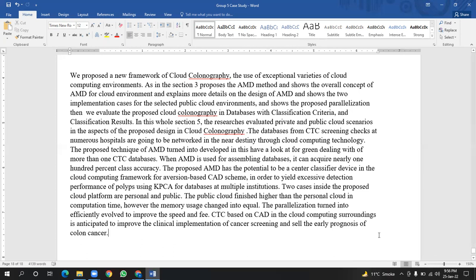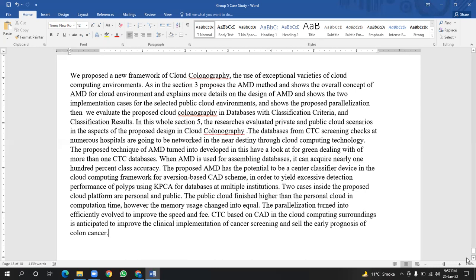Two more cases showed the proposed computation times. However, the memory use changed to be equal. With parallelism, the parallelization of the values related to the AMD was explained for the public cloud, finally higher than the private cloud and effective to improve the speed and fee.